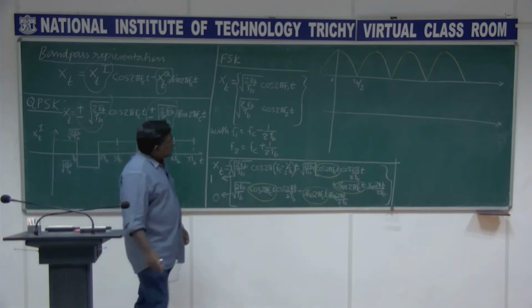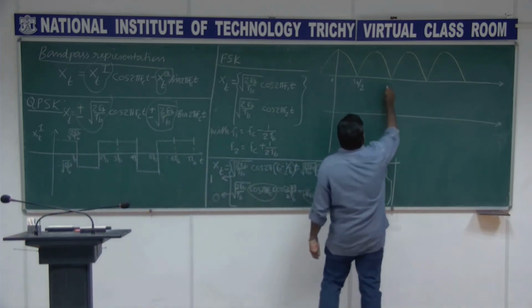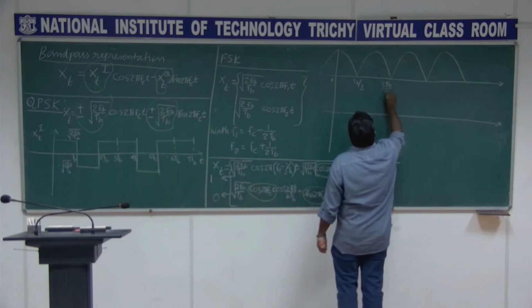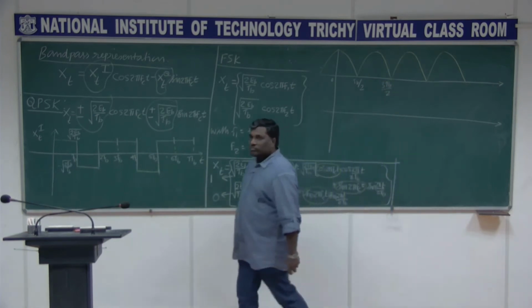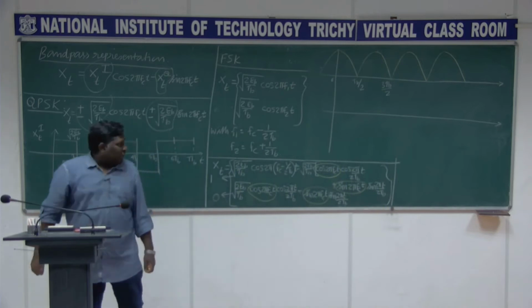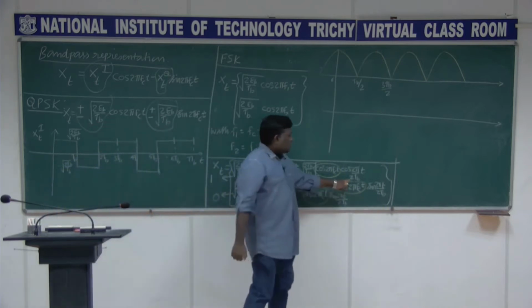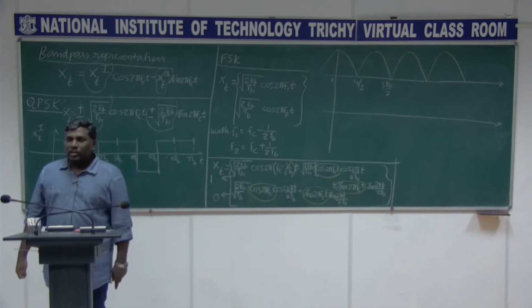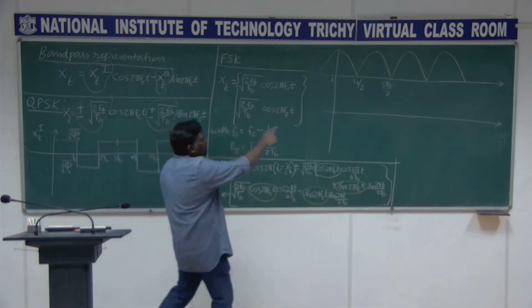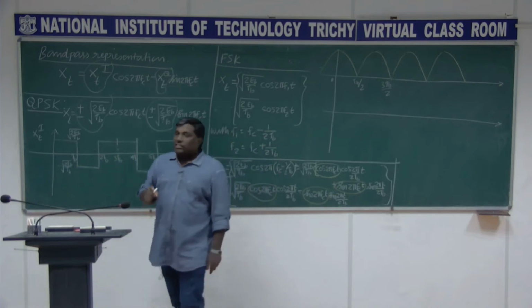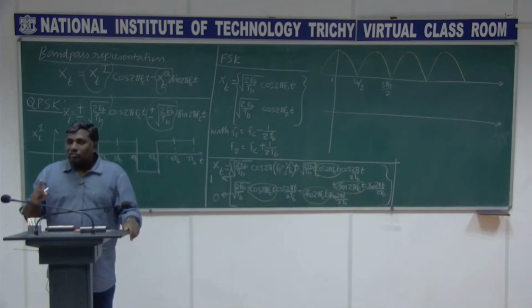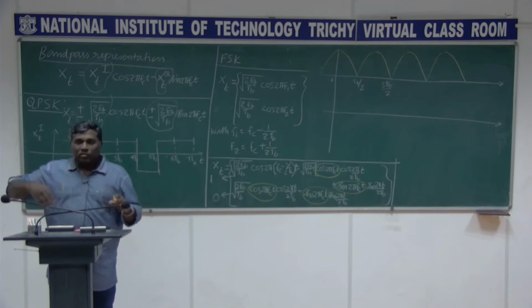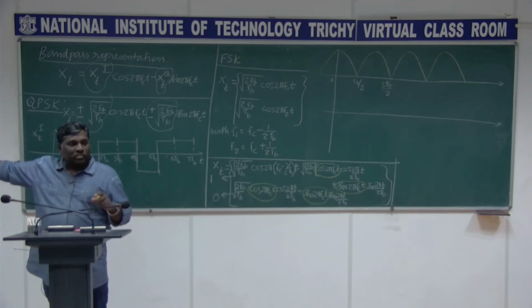So TB plus T by 2 is 3 TB by 2, isn't it? So when you substitute 3 TB by 2 here, what is the value you are getting? Is it coming as 0, right? So this is what you have, the pulse. In this case, irrespective of whether it is ones or zeros, doesn't matter, this is your in phase component being transmitted through the channel.